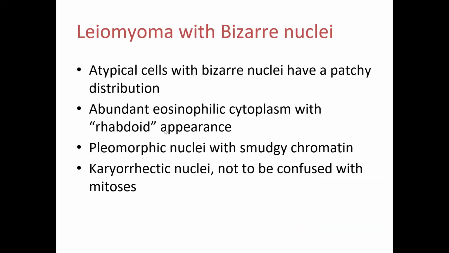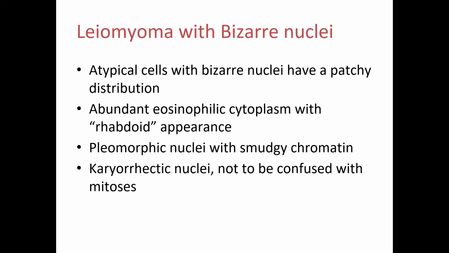And then we have the entity called leiomyoma with bizarre nuclei. This is another scary tumor because the nuclei are bizarre. By definition, they are atypical nuclei, and it may get rhabdoid a little bit. The nuclei are pleomorphic with smudged chromatin. I think they are smudged chromatin because they are dying. I think this is a degenerative process in the leiomyoma.